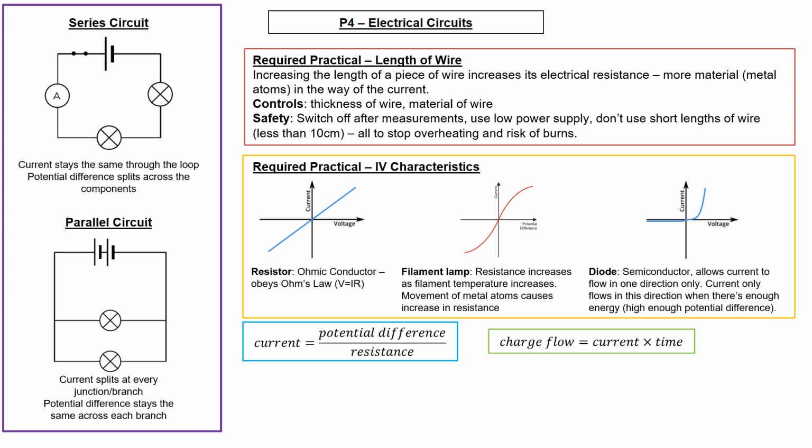And the last one, parallel circuits. So you can see here we've got two loops, really, where we've got that first bulb, the top bulb, in the first loop, and the second bulb, the one in the bottom, in another loop. You'll see that where the two bulbs attach to the main wires, we can call that a junction or a branch. Current splits at every junction or branch. Potential difference stays the same across each branch.